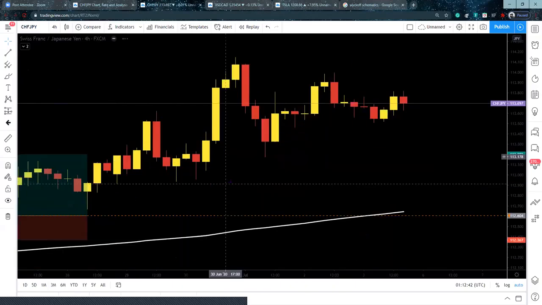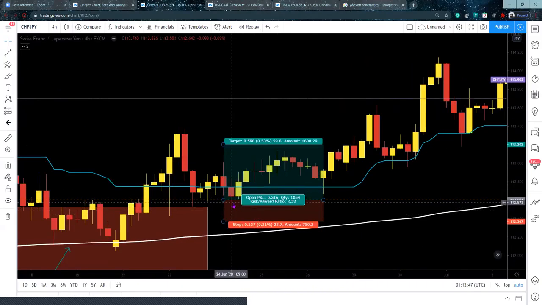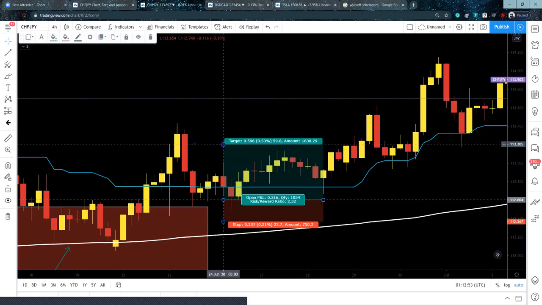Let's look at it on the 4-hour. Right, we saw our institutional candle. Boom, my buy got triggered. 23 pips for 60 pips. Oh, actually, why is my take profit so low?